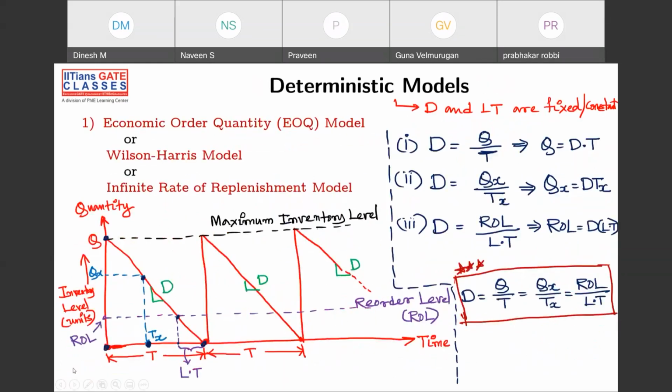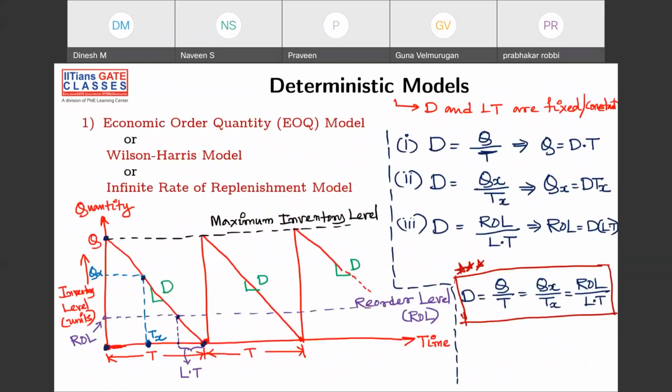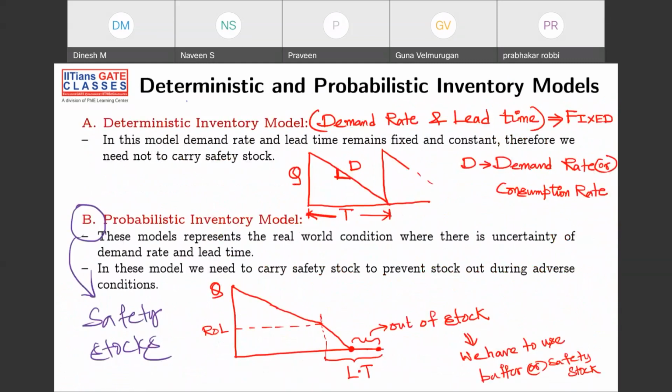Now I told you we are discussing deterministic models and probabilistic models. Now we are going to discuss the first model. There are 4 models in deterministic models, and there are 2 models in probabilistic. So total 4 plus 2, 6. We are going to discuss 6 models in inventory control.